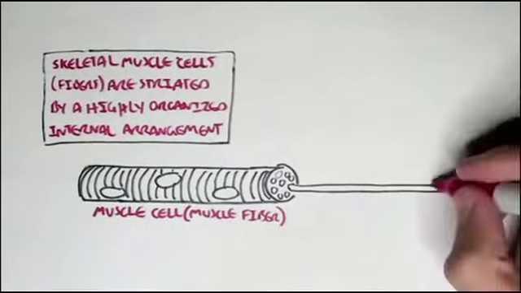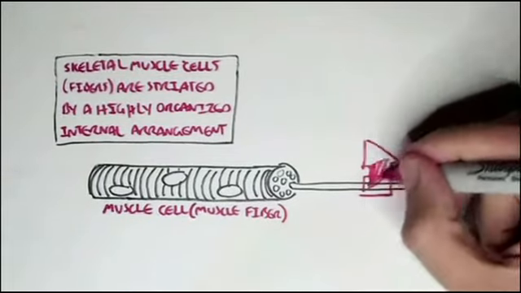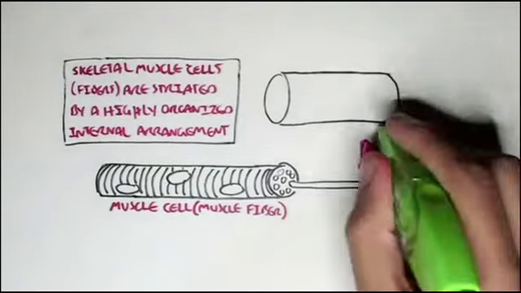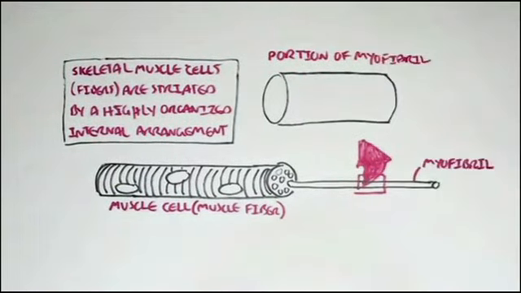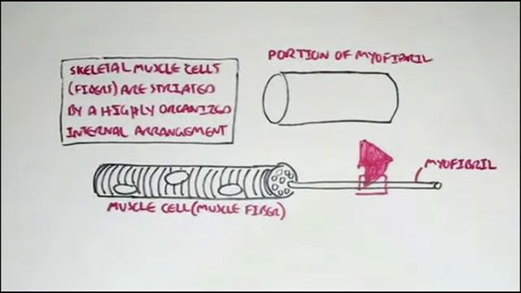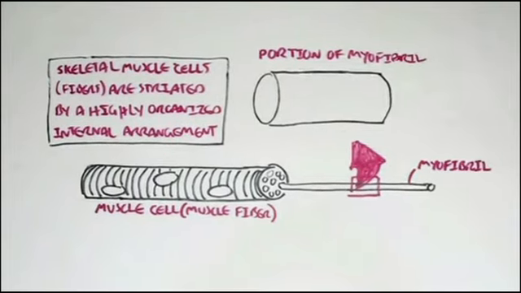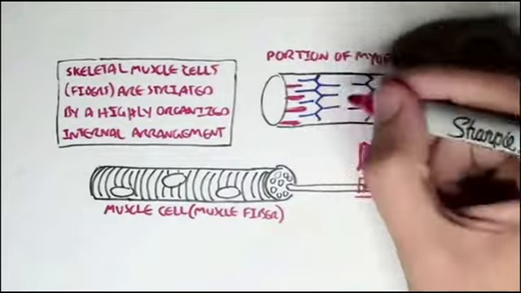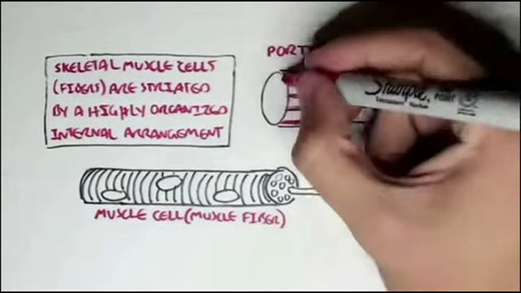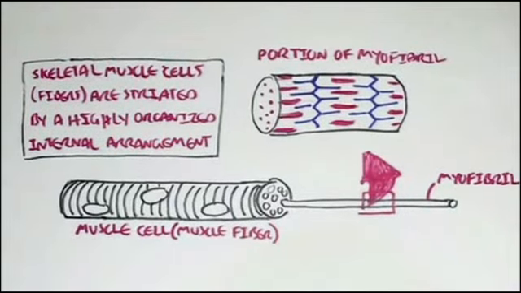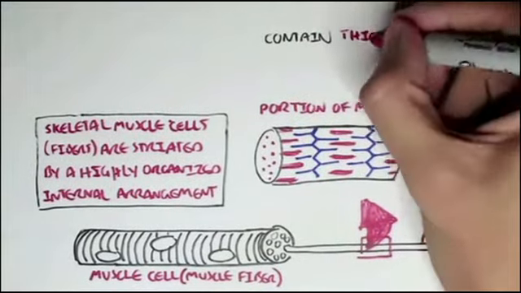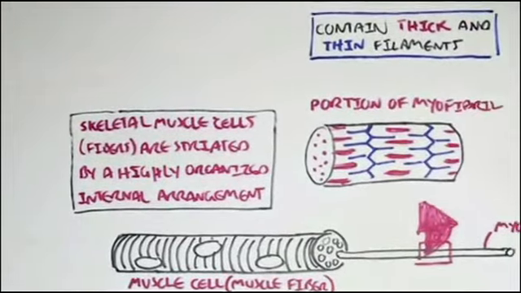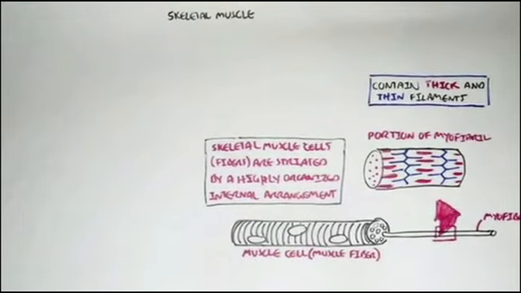So if we pull some things out from this muscle fiber, we can find myofibrils. So muscle fiber contains many myofibrils. And if we take a portion of this myofibril, we can see that it's made out of some interesting structures known as the thin and thick filaments. So the myofibrils contain thick and thin filaments. The red is the thick and the blue is the thin filaments.